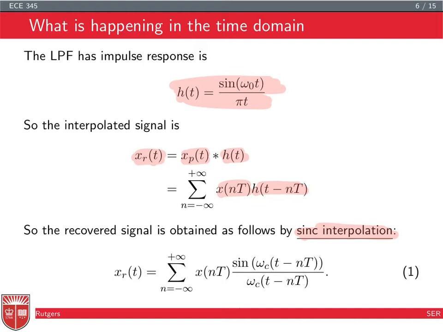So basically, if you replace h by the impulse response of the low-pass filter, you'll see that the original signal is a sum of these sampled values times time-shifted sinc functions. So we're interpolating these sinc functions. We're adding an infinite number of shifted versions of these sinc functions, and by doing so, we recover the original band-limited signal.